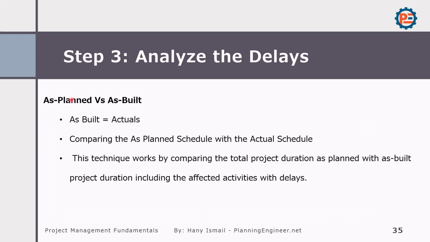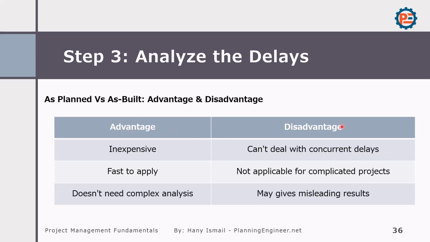The second method is the as planned versus as built. As built means actual. We compare the as planned schedule with the actual schedule. This technique works by comparing the total project duration as planned with the as built project duration, including the affected activities with delays. It has also some advantages and disadvantages. The advantage: it is inexpensive. You don't need to do a complex analysis or too many arguments, and it is fast to apply.